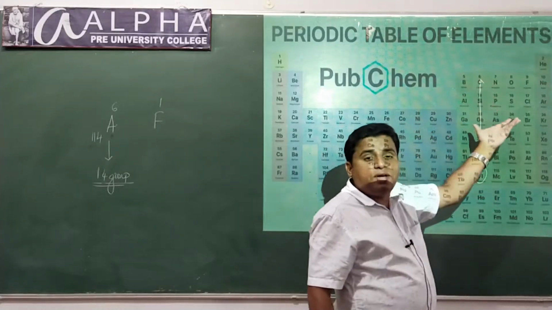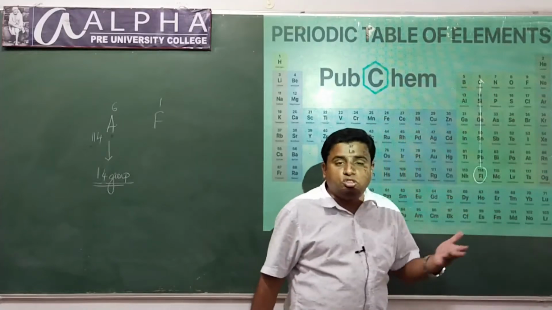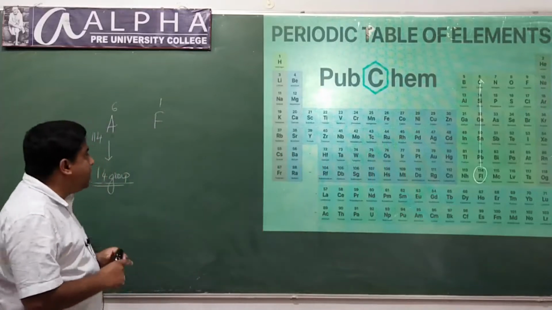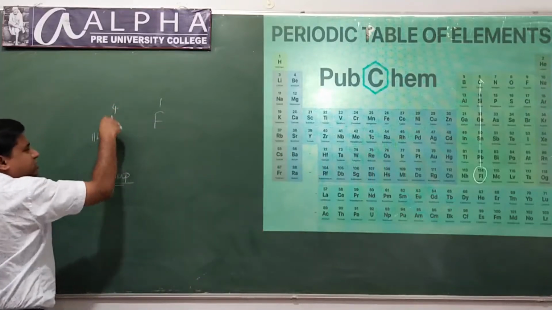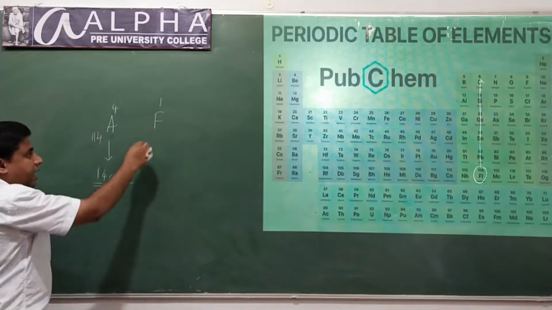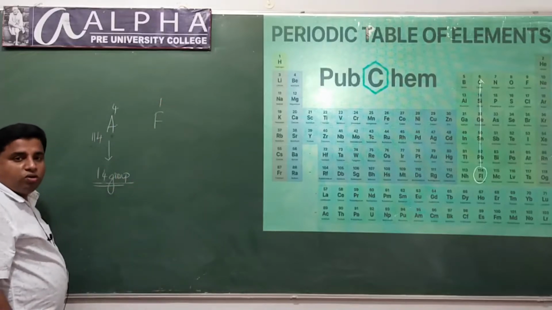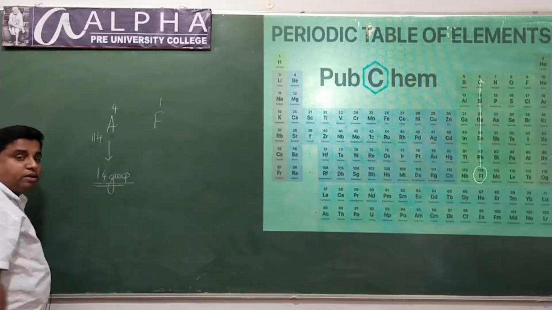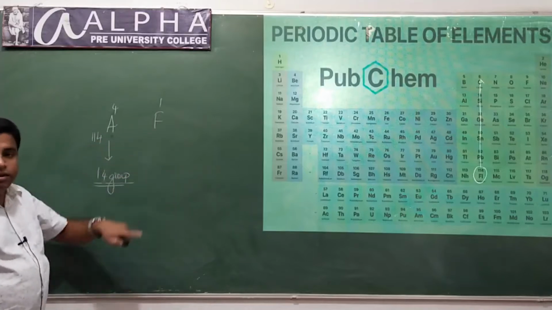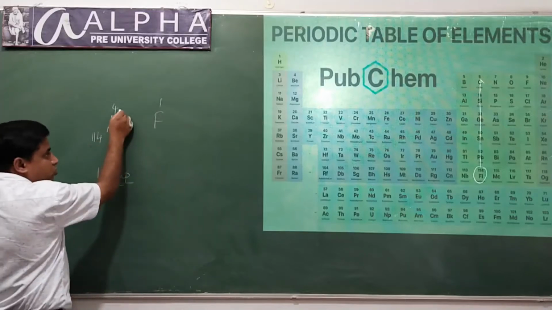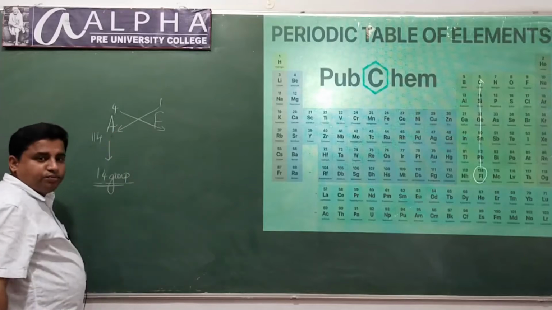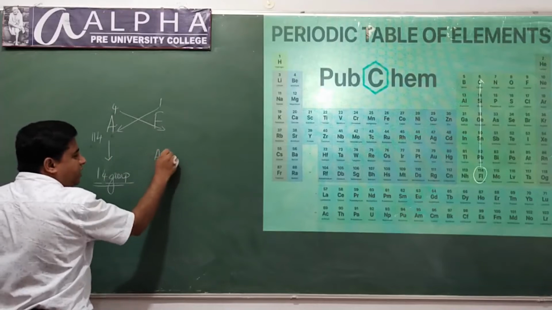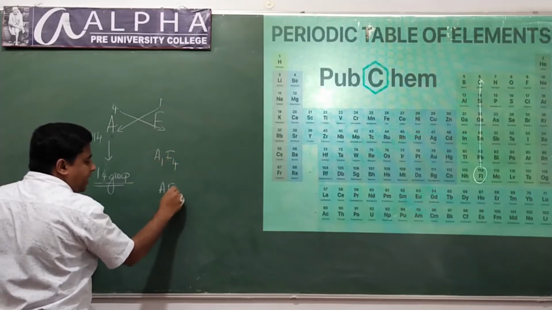For carbon family elements, which are the 14th group elements, what valency will they have? They will have a valency equal to 4. So the valency of this element is 4, and fluorine has a valency of 1. How do you write the formula of the compound formed from these two elements? Very simple. You just have to cross multiply the valency. When you cross multiply the valency, you will get A1 F4, or simply AF4.